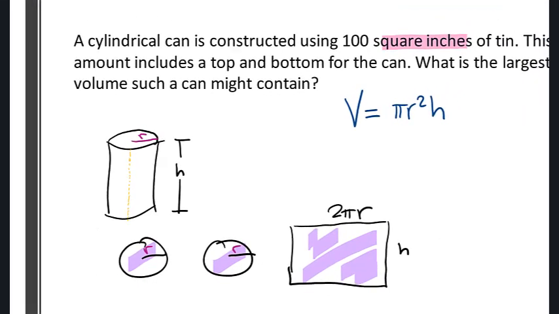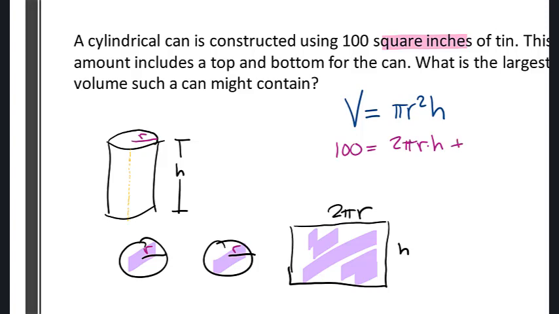So let's set that thing up. We're going to say 100 square inches needs to be equal to, and let's add it up. The area of our piece of paper, or the tin flattened out, is 2 pi r times h, right? Base times height. 2 pi r times h.